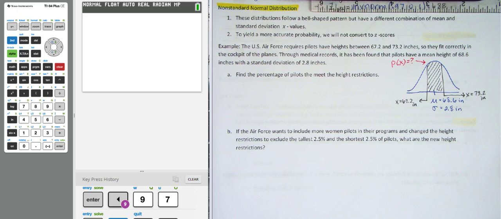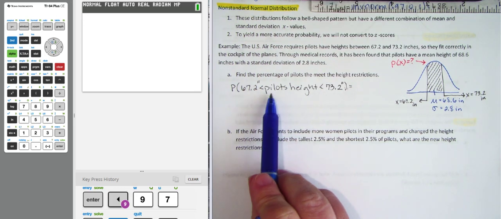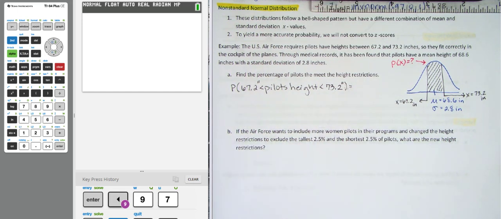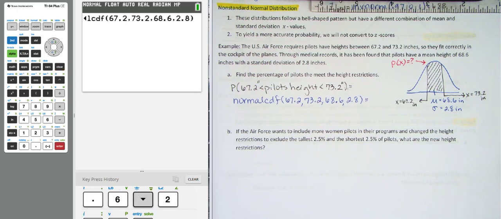The question is asking us to find a percentage, which is first our probability giving us the decimal value that represents an area that we can then turn into a percentage. We're going to find the probability that a pilot's height is between 67.2 inches and 73.2 inches. Finding probability uses the normal CDF feature. Since my lowest and highest values of heights are given in a range, and my mean and my standard deviation are also given, I can enter all of those values in my normal CDF.